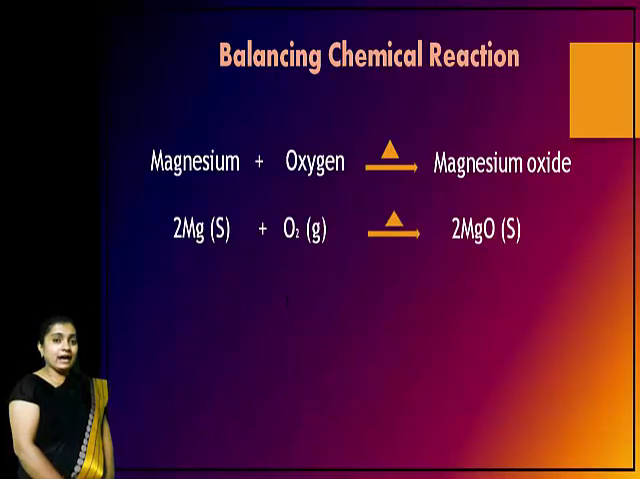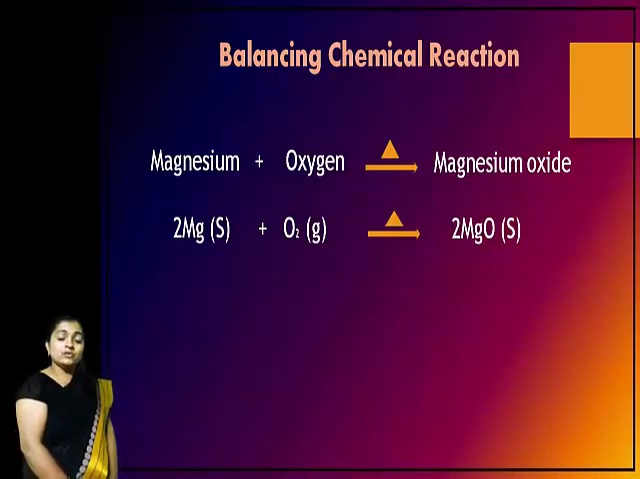I am writing here 2 Mg combined with O2 gives rise to 2 MgO. So, in this equation, on the left hand side, 2 magnesiums are there, and on the right hand side, 2 magnesiums. And now we have balanced oxygen also. So this is a balanced chemical equation.